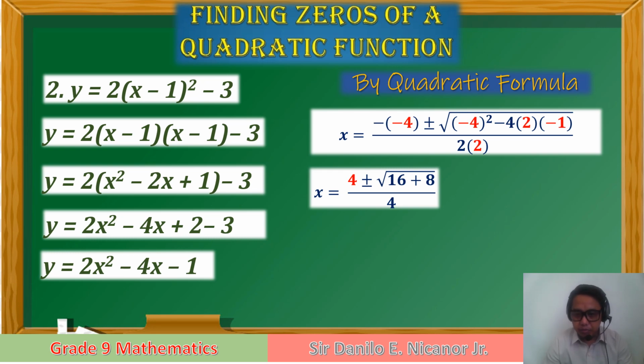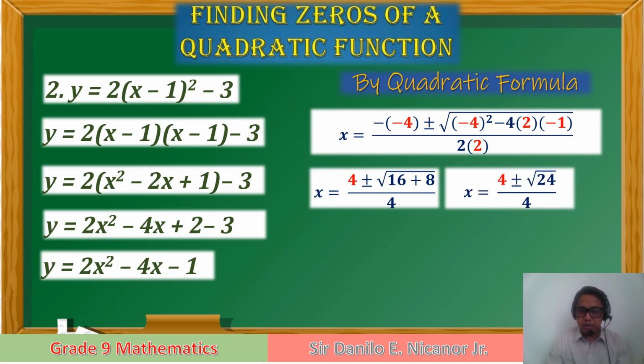That's positive 16. And then negative 4 times 2, negative 8 times negative 1, positive 8. 2 times 2, of course, is 4. Then add lang yung 16 tsaka 8. 16 tsaka 8 is 24.